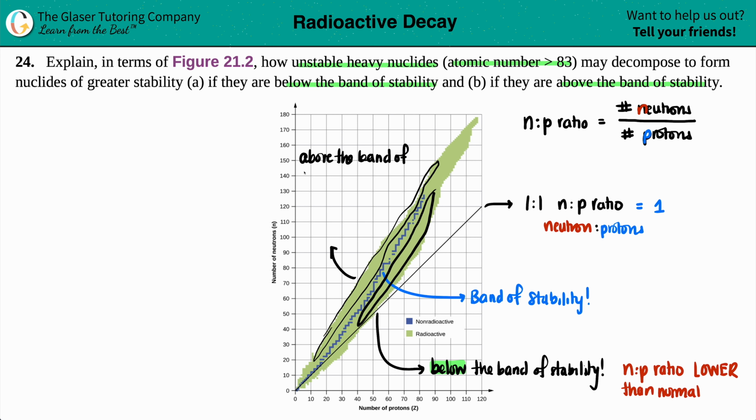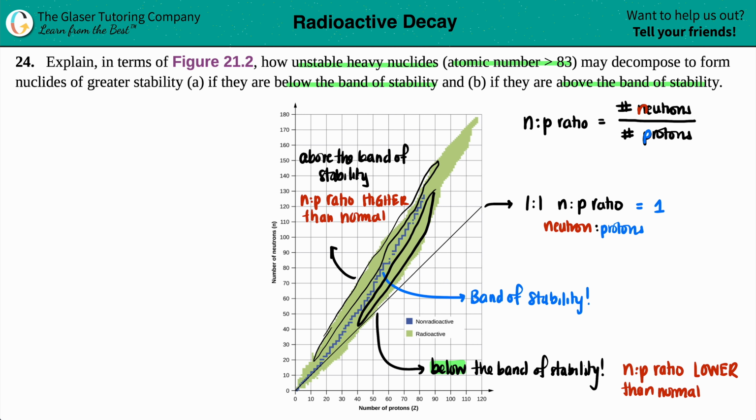So what do you think that means in terms of the N to P ratio? Should we be below the number of stability, or what's going on with that ratio? Yeah, the N to P ratio, if we took all these isotopes, took their neutrons divided by their number of protons, the N to P ratio would be higher than what it should be. Okay, so there's the issue.